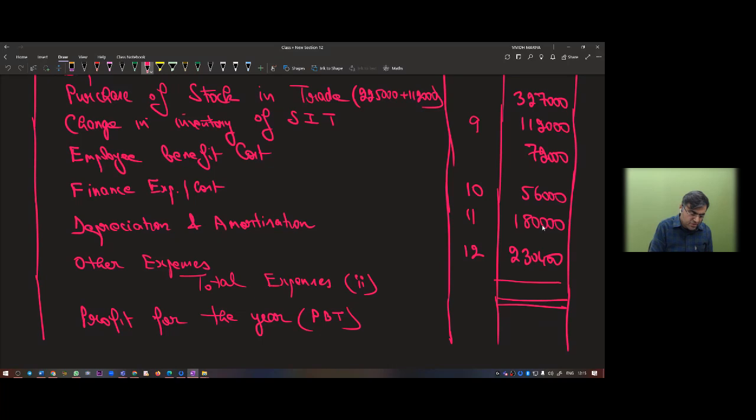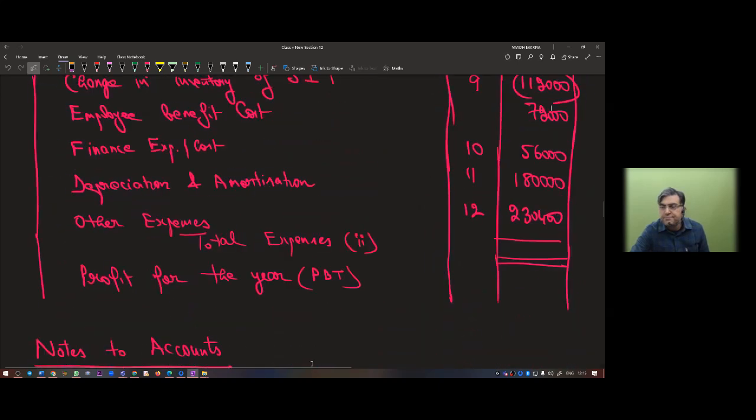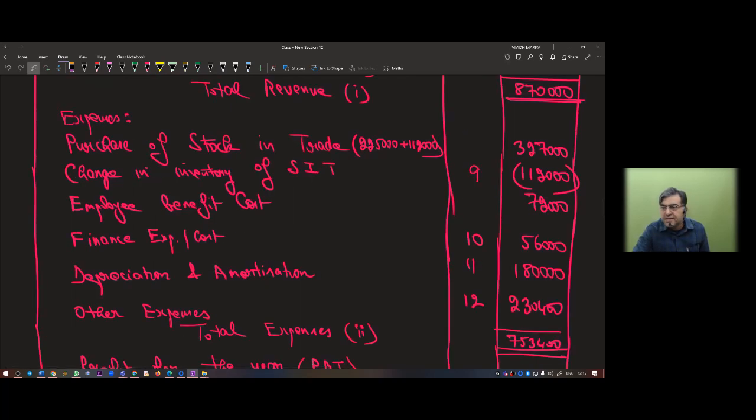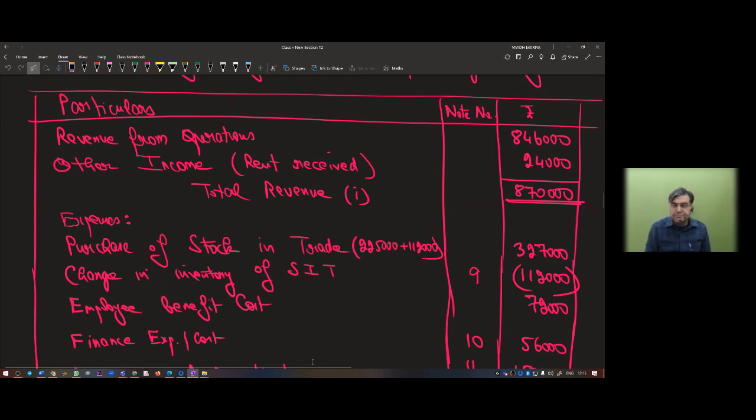Plus 1,80,000, plus 56,000, plus 72,000, minus, plus 3,27,000. 7,53,000. 7,53,000. 400. Now the amount will not agree. That means we have to find the reason of difference.